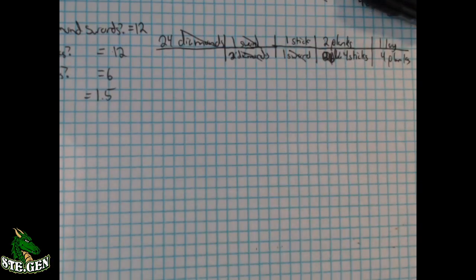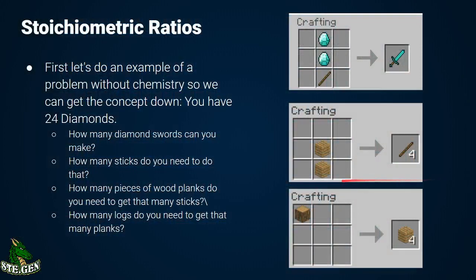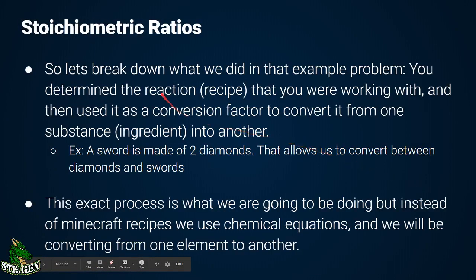Now, switching back to our notes here, let's break down what we did in that example problem. We determined the recipe that we were working with, and then we used that as a conversion factor to convert from one ingredient to another. A sword is made out of 2 diamonds, so we could convert between diamonds and swords. This is the exact process that we're going to be doing, but instead of Minecraft recipes, unfortunately, we are going to be using chemical equations, and we'll be converting from one element into another.